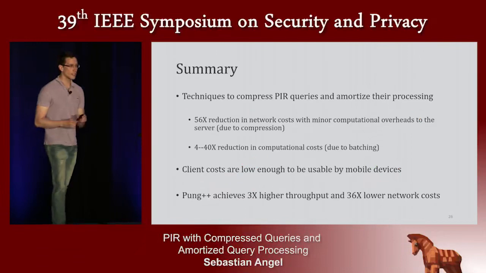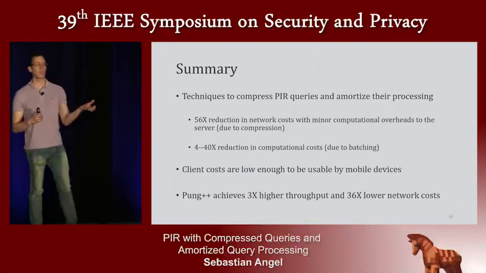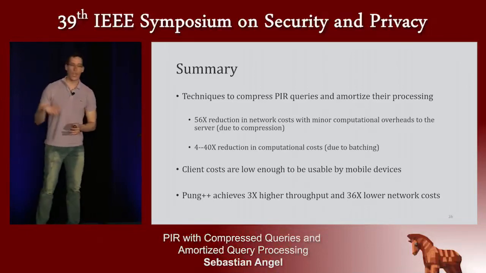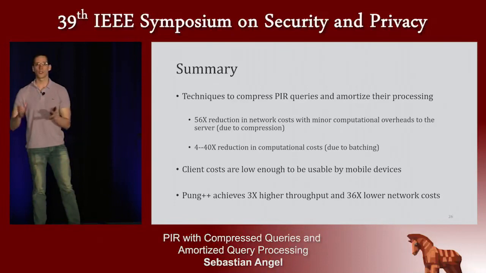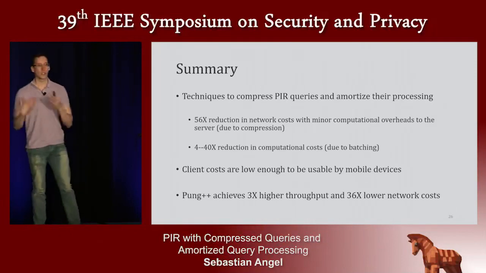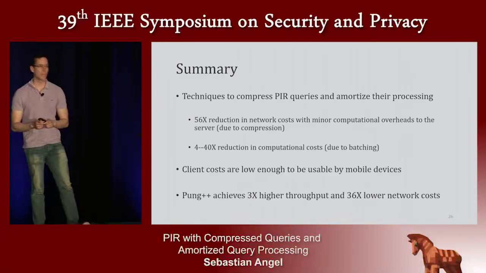So just to summarize, in our paper, we have 2 techniques, one to compress PIR queries so that they're smaller and you can save network resources, and another one to amortize the computational cost of processing a batch of queries from the same client. We actually get 56 times reduction in network costs with compression and up to 40 times reduction with batching.